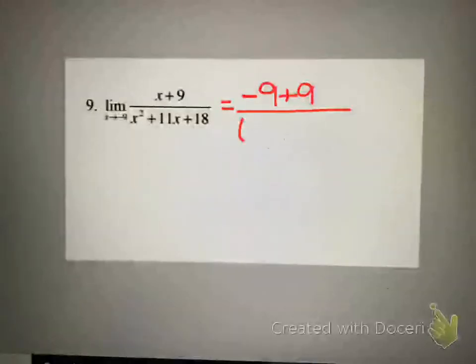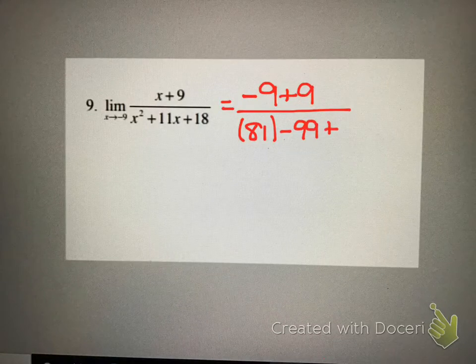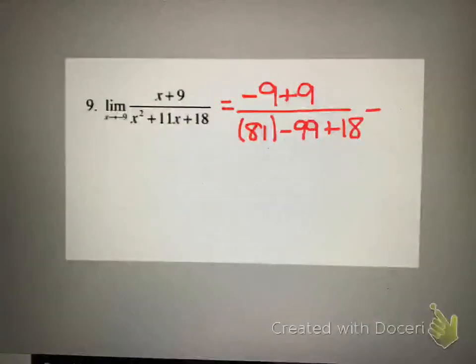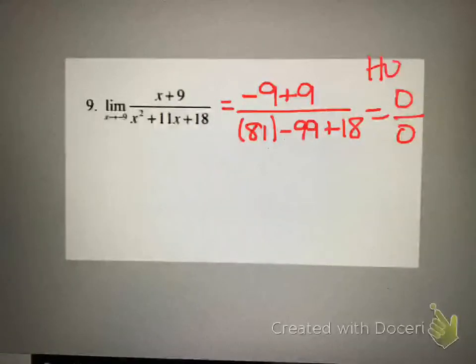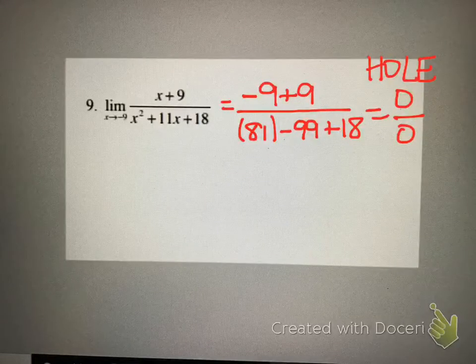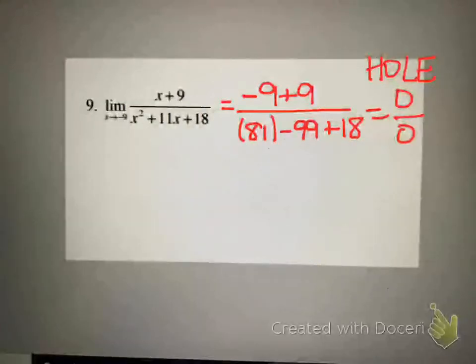Negative 9 squared is 81. Negative 9 times 11 is minus 99. And so you end up with 0 over 0. It's like a blaring sign that says, hey, there's a hole in the graph. And remember, the limit doesn't care that there's going to be a hole there. You can still calculate the limit if there's a hole in a graph. But you can't actually calculate the y-coordinate for that hole if you don't simplify the equation first.